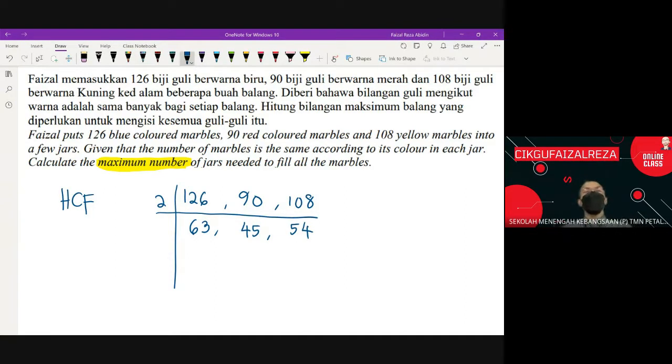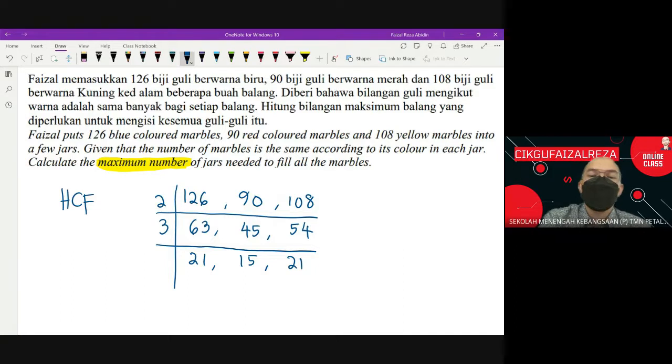After that, can we use 2 to satisfy 3 of our equation? 3 of our number over here? Cannot. So what number should I use next is 3. So 3 times what to get 63? 21. 3 times what to get 45? 15, is it? 3 times what to get 54? 3, 2, 1. 21. 18. 54.